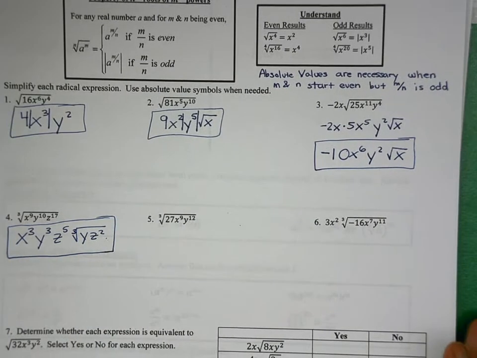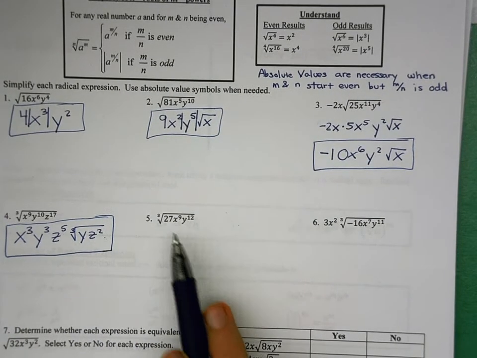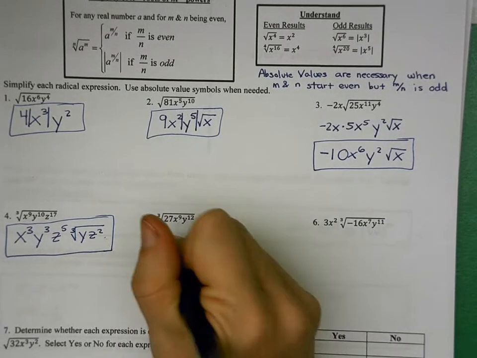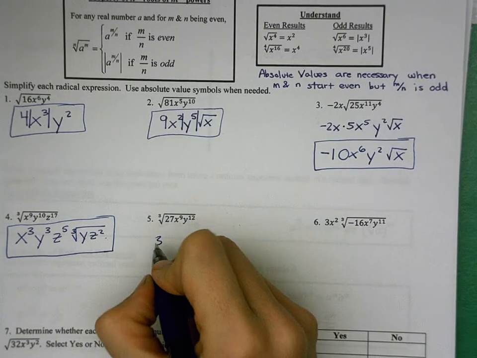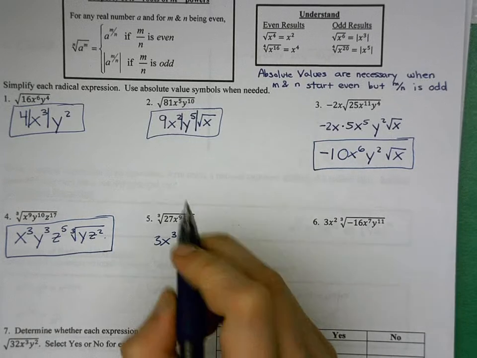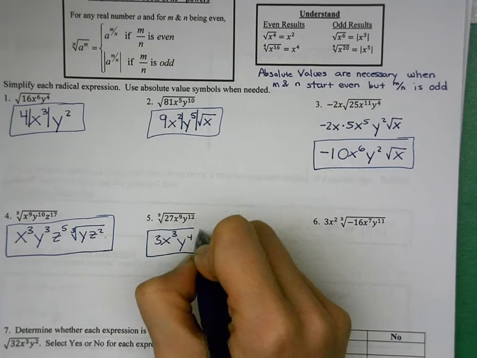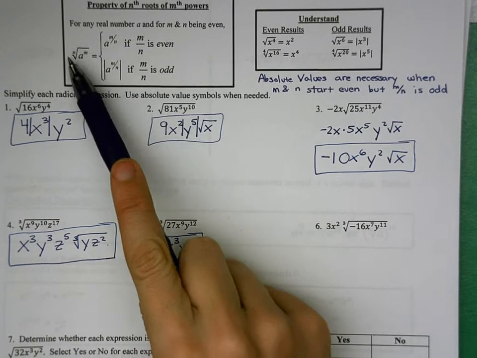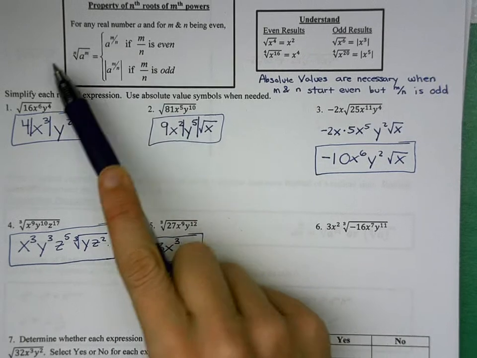Okay, number 5, cube root of 27. What's a number that goes into 27 3 times? Well, that'd be 3. 3 goes into 9 3 times. 3 goes into 12 4 times. So that's your answer. Again, it's always the index into the power, right? N into your m here. N into m.